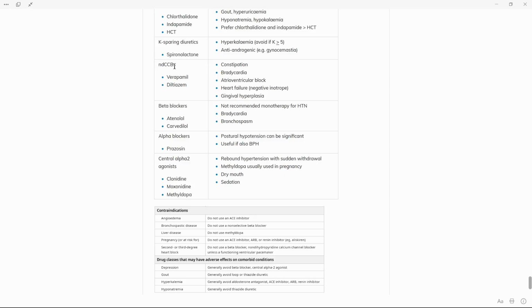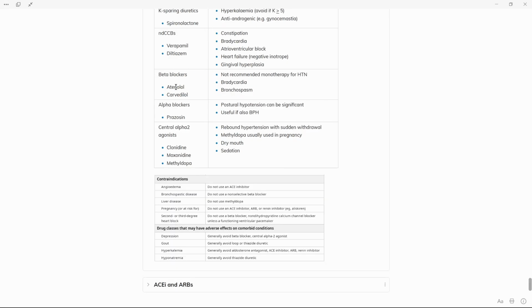Non-dihydropyridine calcium channel blockers, such as verapamil and diltiazem, although I don't believe diltiazem is TGA indicated for hypertension. Side effects will be constipation, bradycardia, heart block. We shouldn't use verapamil or diltiazem in patients with heart failure because they are negative inotropes, and so you will depress the heart function even more. And similar to the dihydropyridine calcium channel blockers, they can cause gingival hyperplasia.